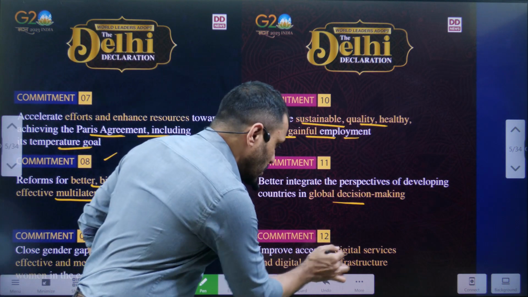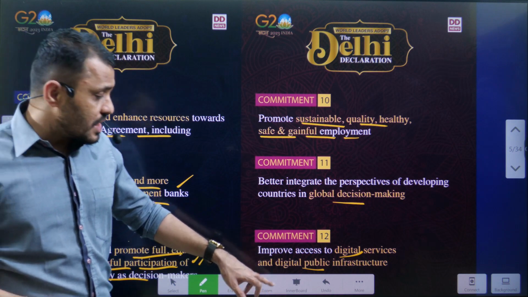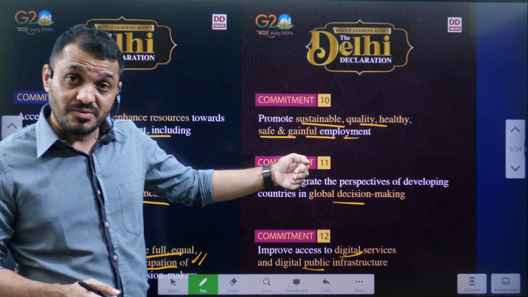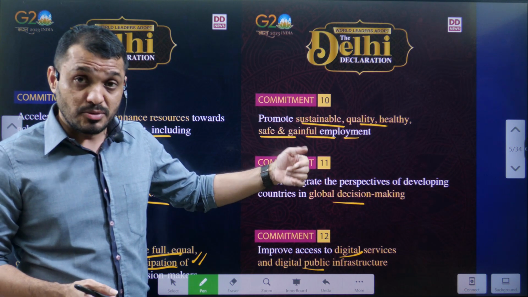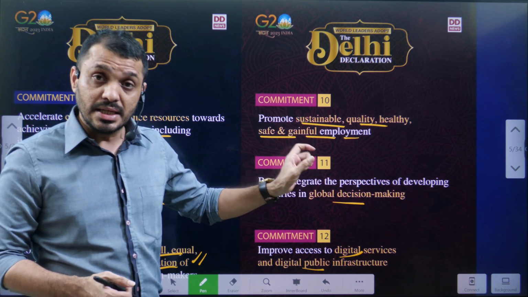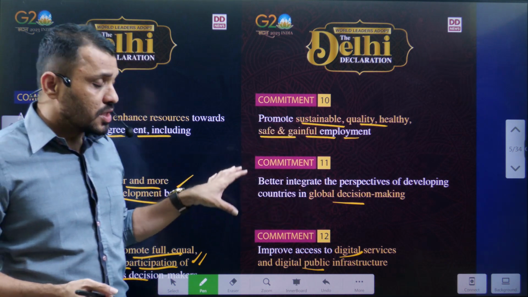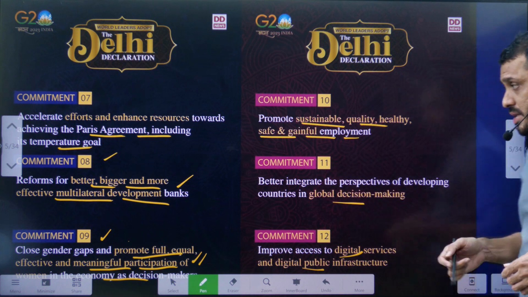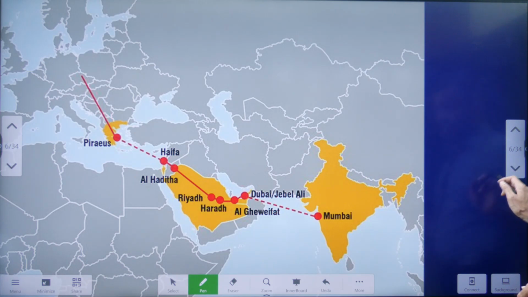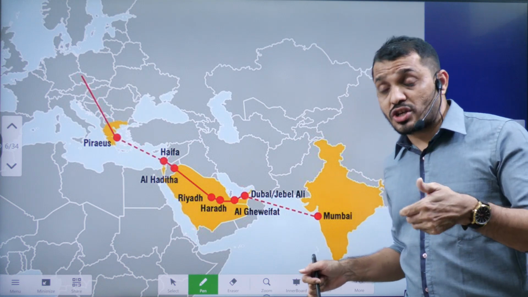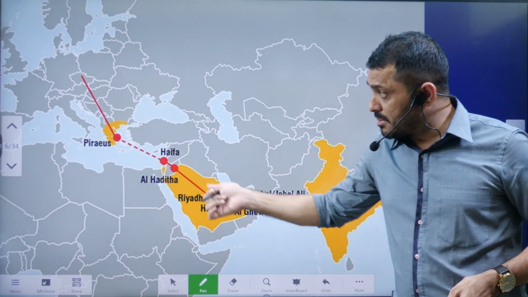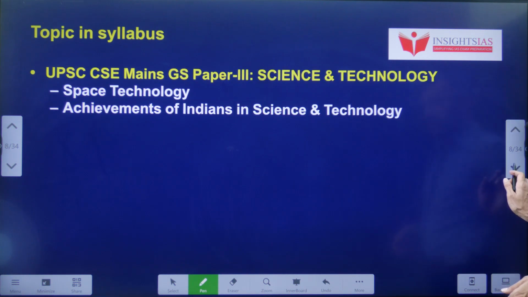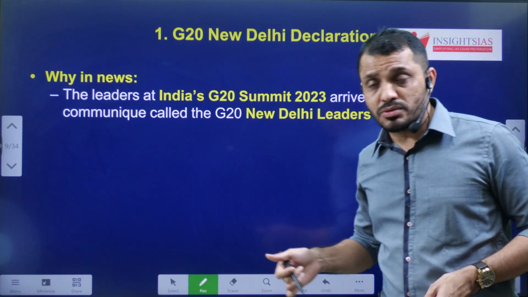The 12th one: improving digital services and digital public infrastructure. If any country requires any help in terms of digital public infrastructure, India can help them. These are some of the 12 takeaway points in terms of the G20 declaration. Of course, in the next coming videos, we'll discuss the India, Middle East and Europe corridor.